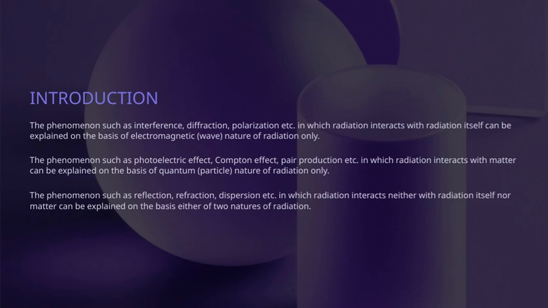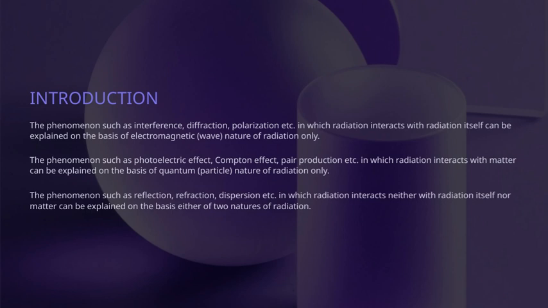Next, look at effects such as the photoelectric effect, Compton scattering, and pair production. These are instances where radiation interacts directly with matter, and they are best explained purely through the quantum or particle nature of radiation. This is where the particle aspect becomes essential to understanding what's happening.